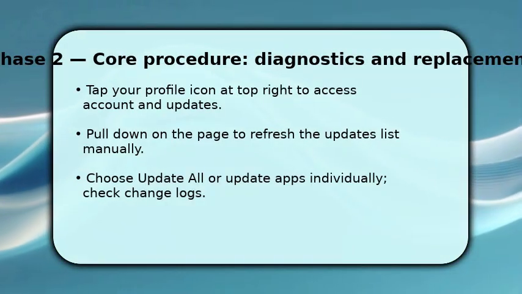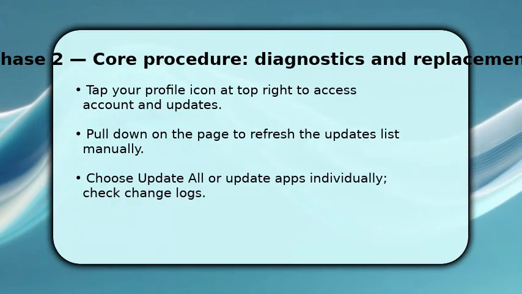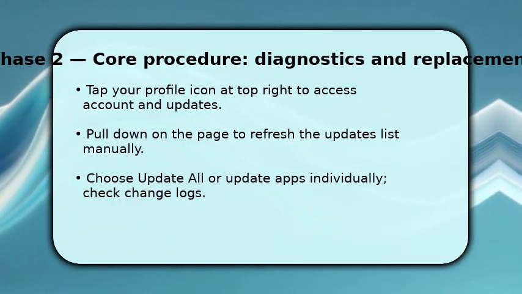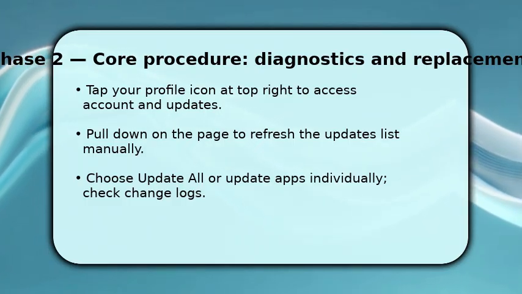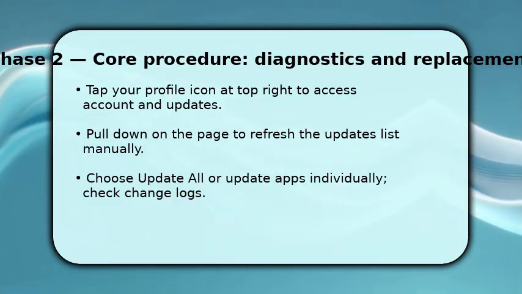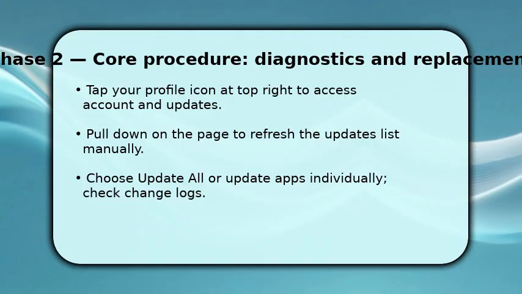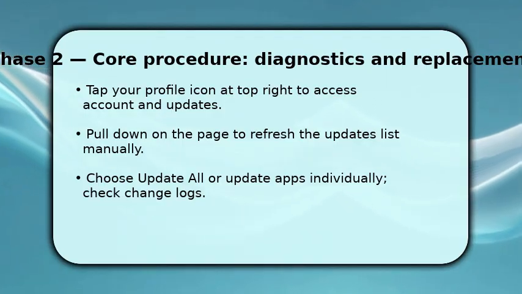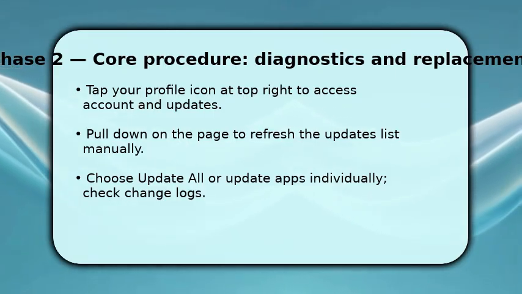Once the App Store is open, tap your profile icon at the top right to reveal your account and the updates area. Pull down on that screen to refresh. This forces the store to check for the newest versions. You'll see a list with update buttons and change logs explaining why an update matters, so you know if it's security, feature, or bug related. Decide whether to tap Update All for convenience or update apps individually to control bandwidth and avoid lengthy installs.